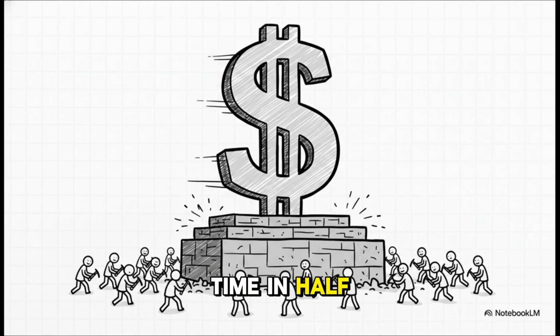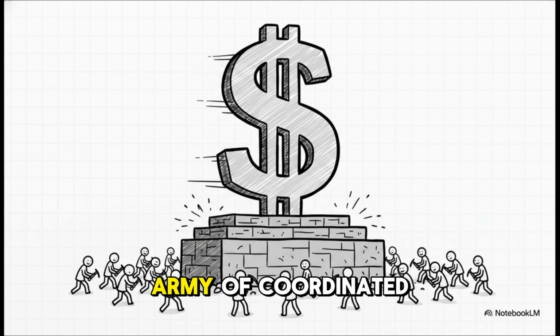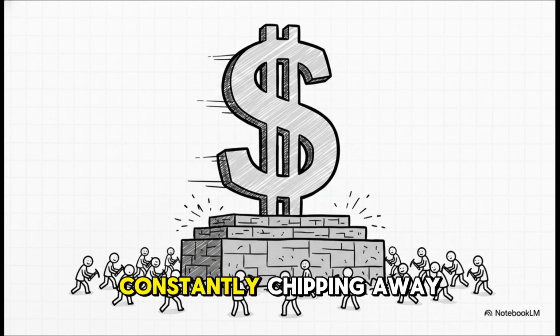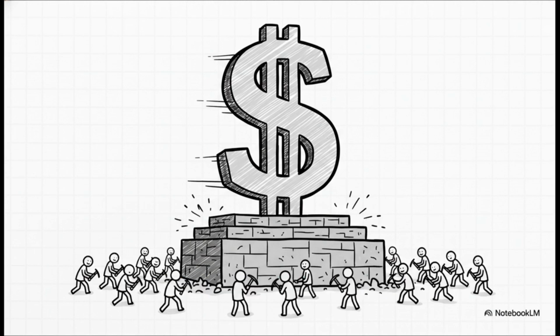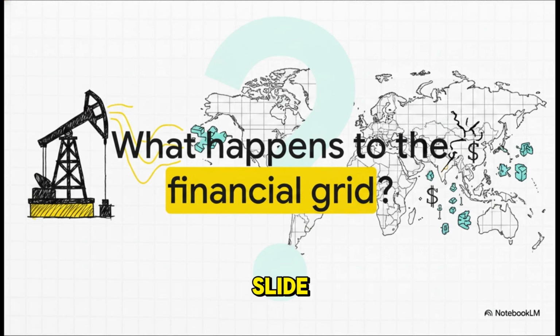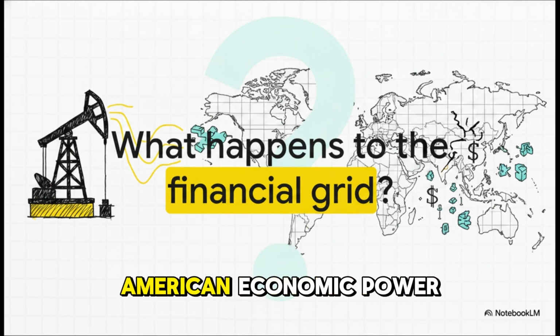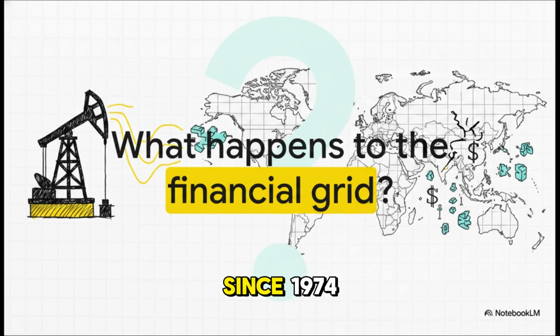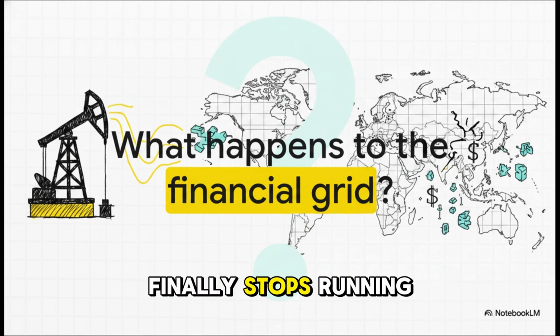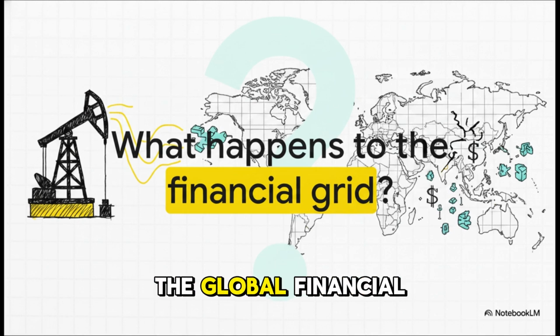For the first time in half a century, the dollar isn't facing one giant challenger, it's facing an army of coordinated, smaller alternatives constantly chipping away at its foundation. Now, what's really interesting about this slide is the overarching question it leaves us with. If this petrodollar machine, the very system that has underpinned American economic power and global trade since 1974, finally stops running, what happens to the global financial grid?